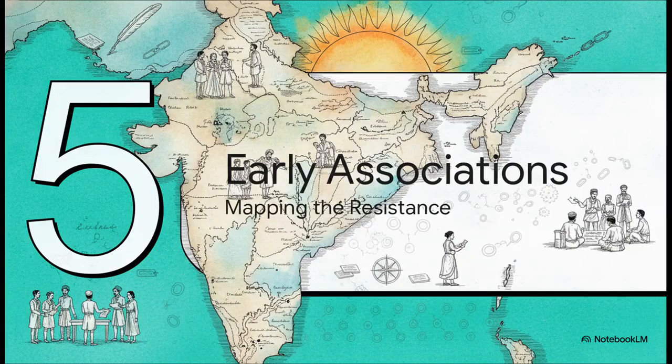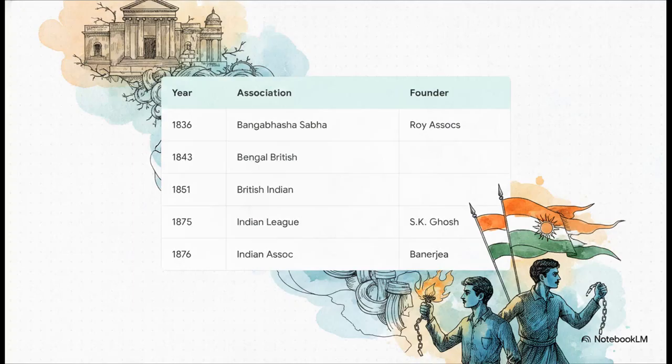And that leads us to our final section, Section 5, First Political Associations. Let's map out this resistance. You can literally trace this generational shift right here in Bengal. We start around 1836 and 1843 with groups that eventually merged into the British Indian Association in 1851. Now, that group was mostly looking out for landlords.